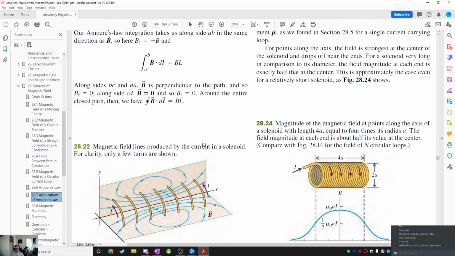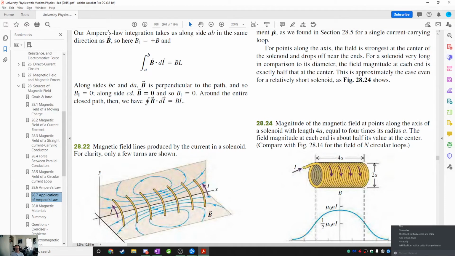Magnetic field lines produced by the current in a solenoid. So here is kind of like a quarter turn. So our solenoid is basically wrapping like this. And those are the magnetic field lines that it produces. It's basically really similar to the magnetic field of a dipole bar magnet, because that's ultimately what a solenoid is going to do. It is going to create a very uniform magnetic field on the inside.